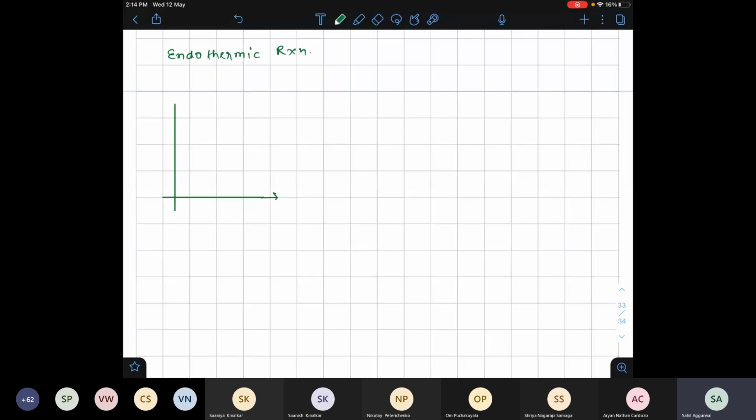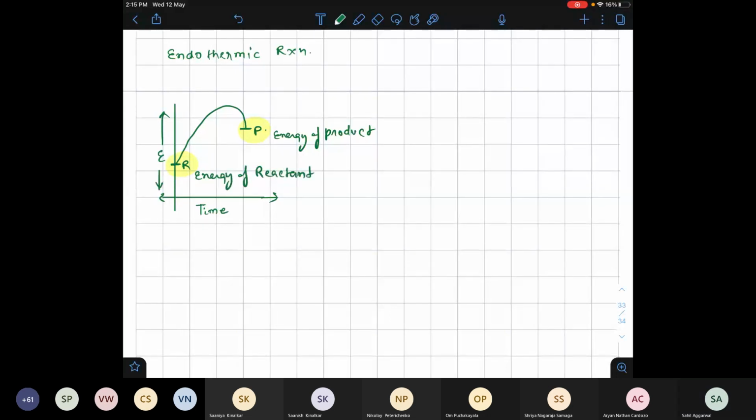If this is the energy axis, this is time, this is the energy of reactant, this is the energy of product. Energy of reactant, energy of product. Right?